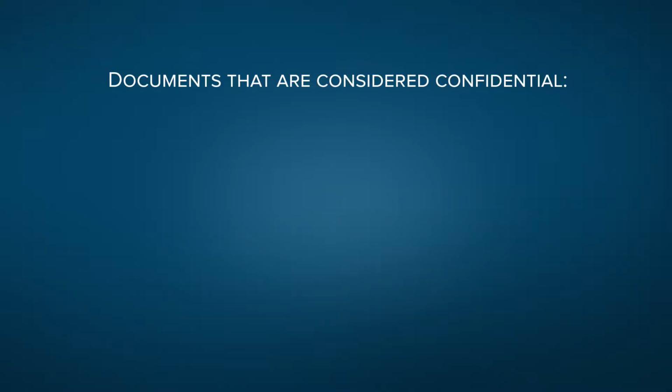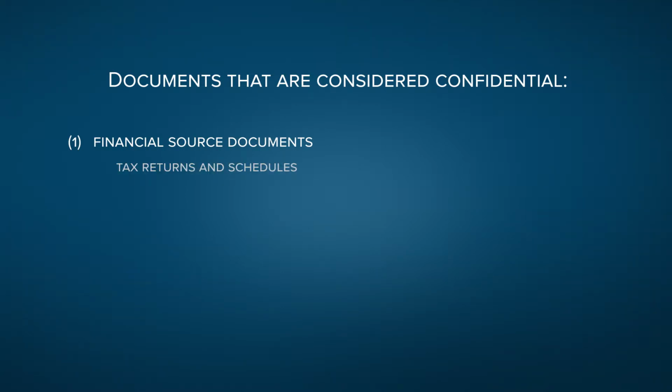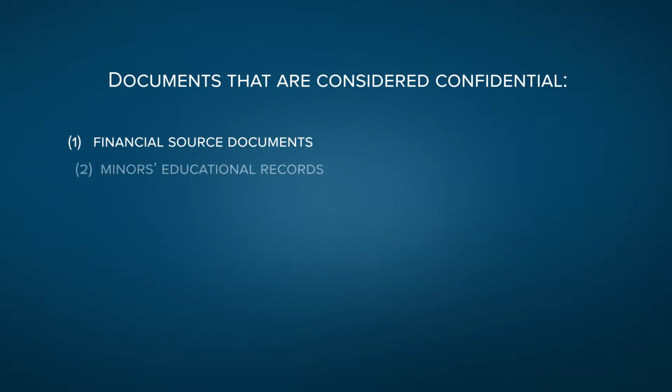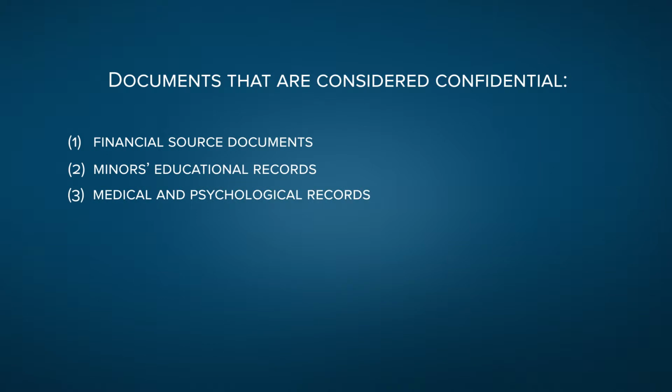First, let's review the documents that are considered confidential. They include financial source documents defined in the policy as including tax returns and schedules, W-2 forms, wage and earning statements, credit card and financial institution statements, minors' educational records, medical and psychological records, children and youth services records.